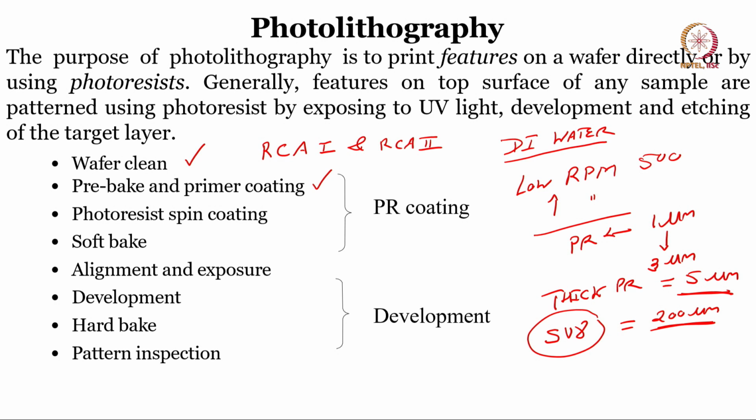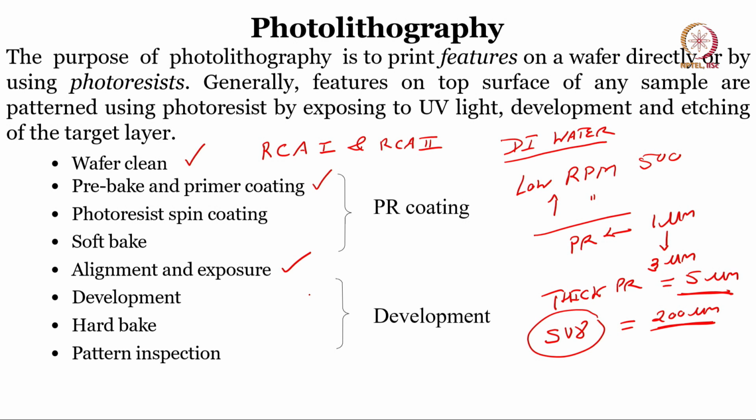So now, after photoresist spin coating you have to perform the baking. That baking is done at 90 degrees centigrade for 1 minute on a hot plate. This is called soft bake, or we also call it pre-exposure bake, soft bake or pre-exposure bake. After pre-exposure bake we go for alignment and exposure.